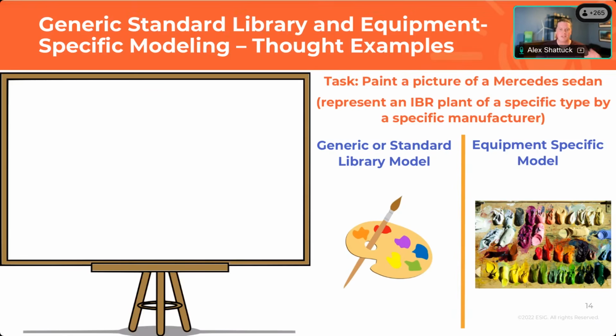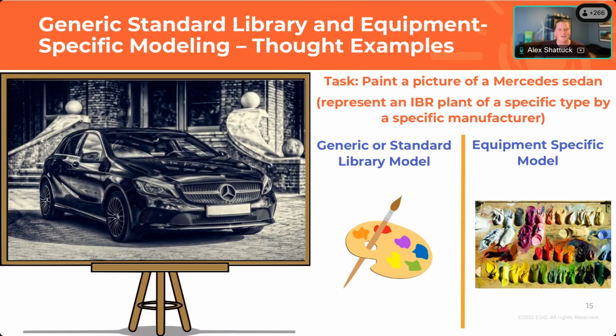So the last thought experiment here is really specific, right? I want a Mercedes sedan, right? So this is an IBR plant, a specific type, a specific manufacturer, right? So imagine I'm building one plant, I picked out the manufacturer, I know what I want to represent, and you have this really specific picture.